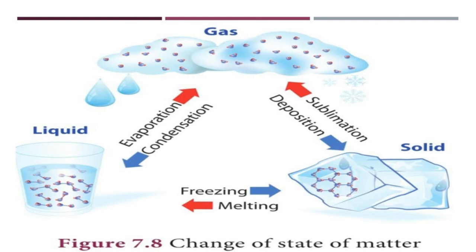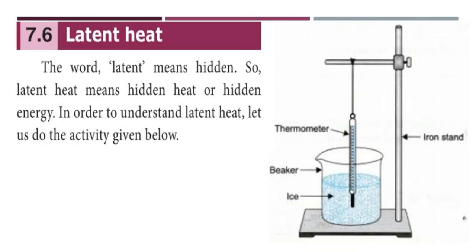Boiling and condensation. The process in which a liquid is converted to vapor by absorbing heat is called boiling or vaporization. The process in which a vapor is converted to liquid by releasing heat is called condensation. Sublimation. The process in which a solid is converted to gaseous state is called sublimation. Latent heat. The word latent means hidden. So, latent heat means hidden heat or hidden energy.